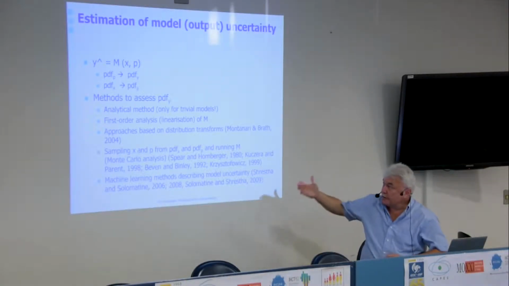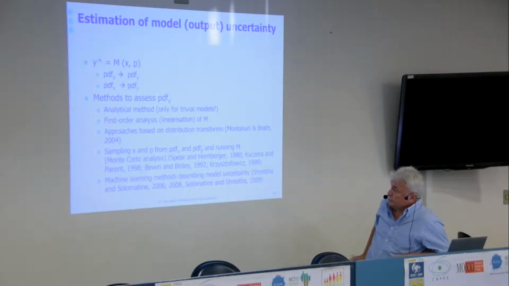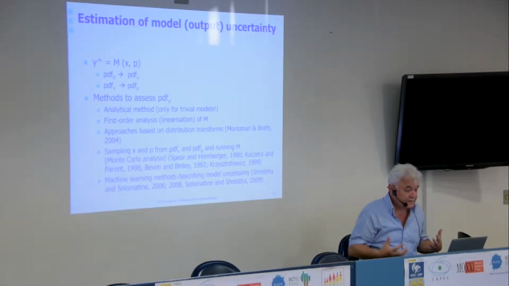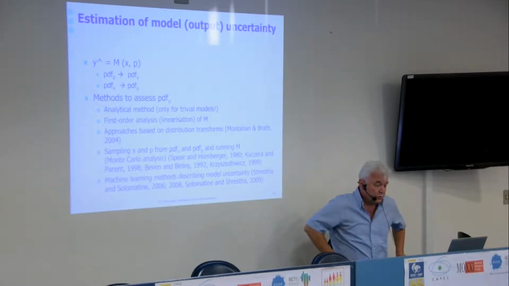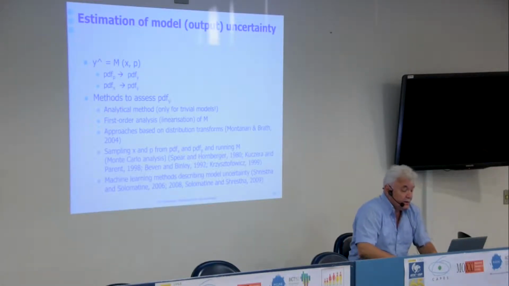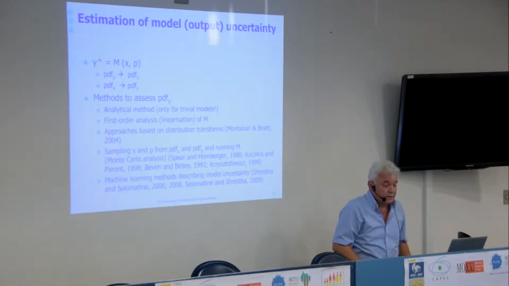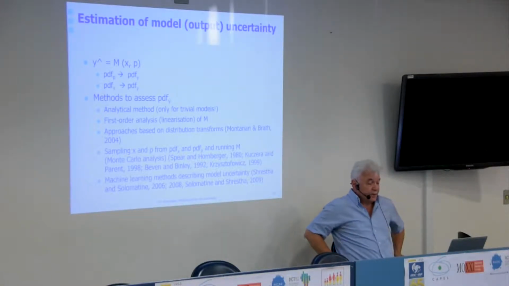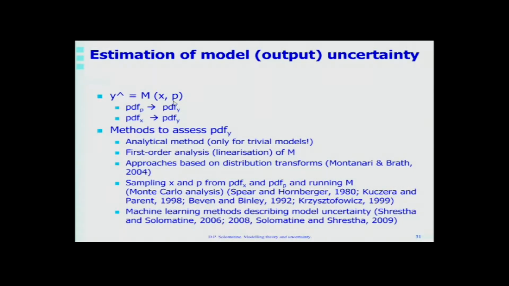Now we're finally arriving at the question of how to assess the output uncertainty. There are a number of analytical methods, but they work only for trivial cases. So let me ask you a question now. Say P is uncertain, for example. The parameters in the model are uncertain. Output then is also uncertain.